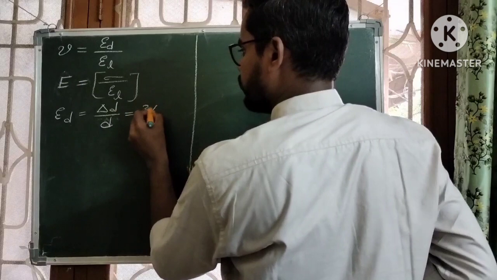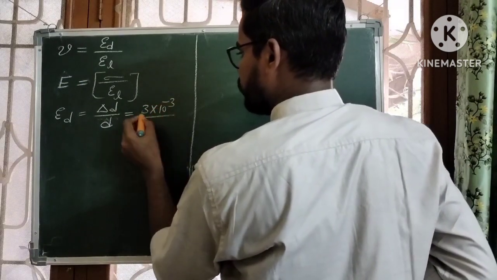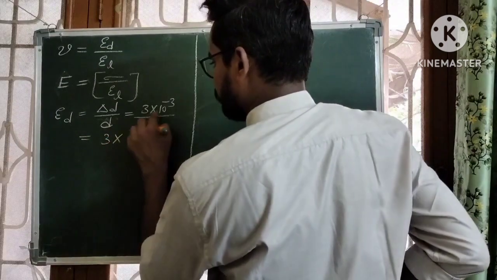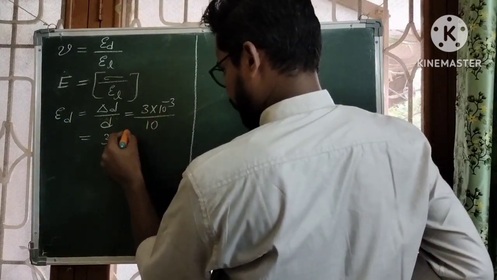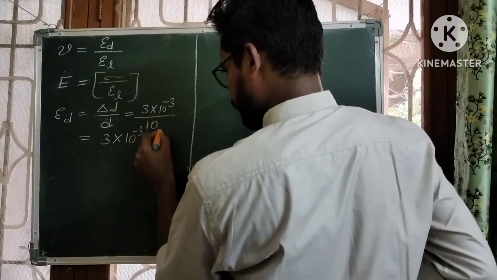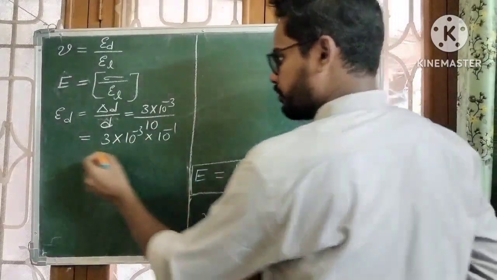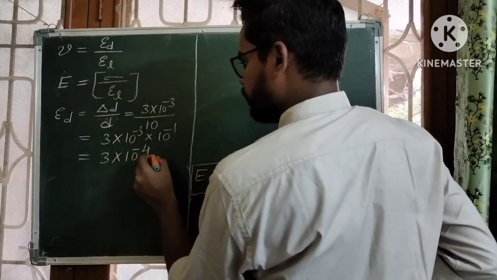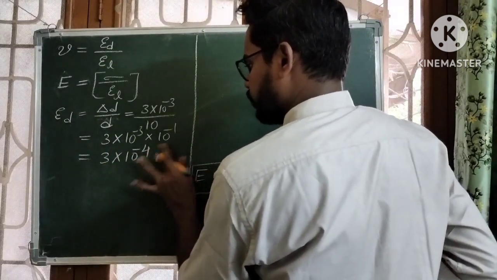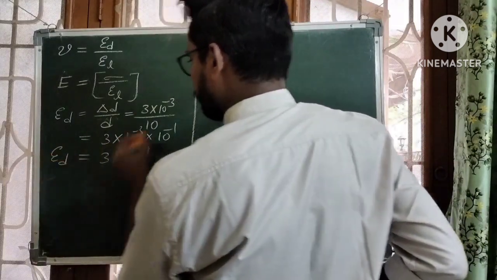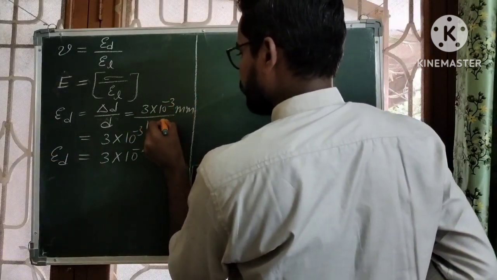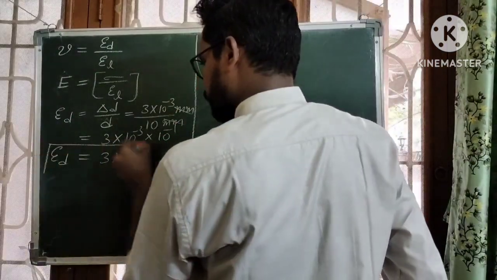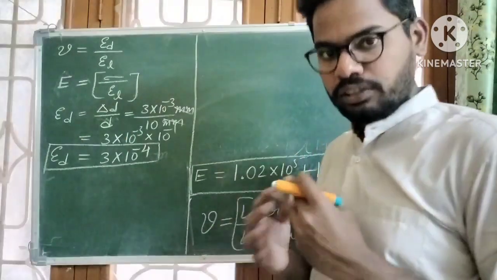Change in diameter, how much is given? 3 into 10 to the power of minus 3 mm, by original diameter 10 mm. So you will get 3 into 10 to the power of minus 3 into 1 by 10, which can be written as 10 to the power of minus 1. So overall you get 3 into 10 to the power of minus 4. Here mm is in the numerator and mm is in the denominator, so mm gets cancelled. So diametral strain has no units.